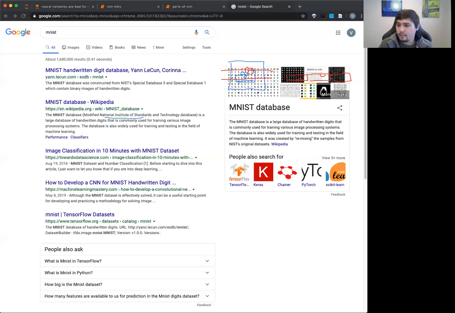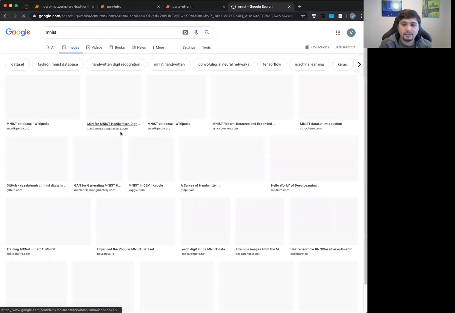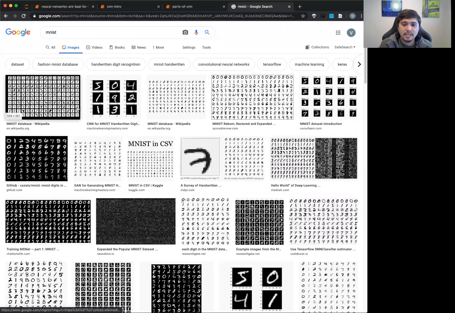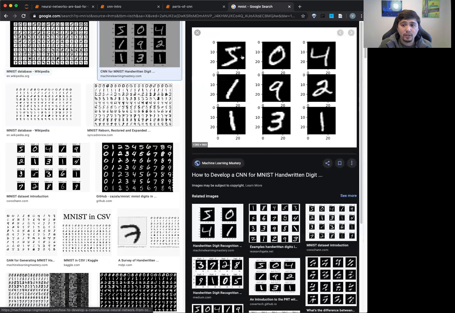Let's go ahead and clear that part. That's not what I meant to do. Images. So this is basically a set of numbers. I think it's 28 by 28 pixels of written numbers. So you can see the general look of these. That's MNIST for numbers, and that's the classic one.